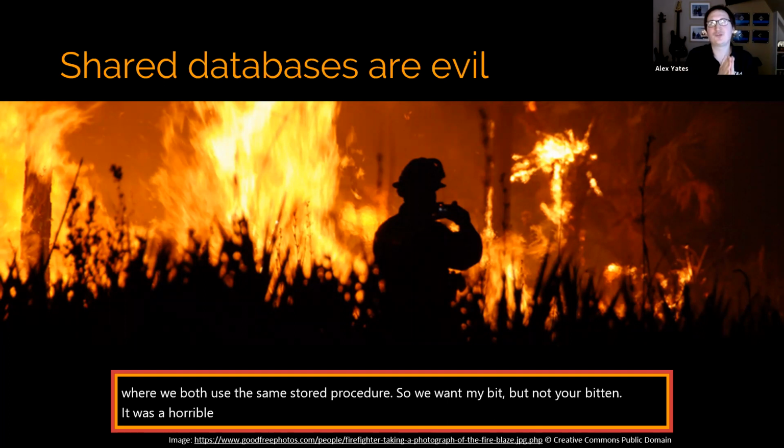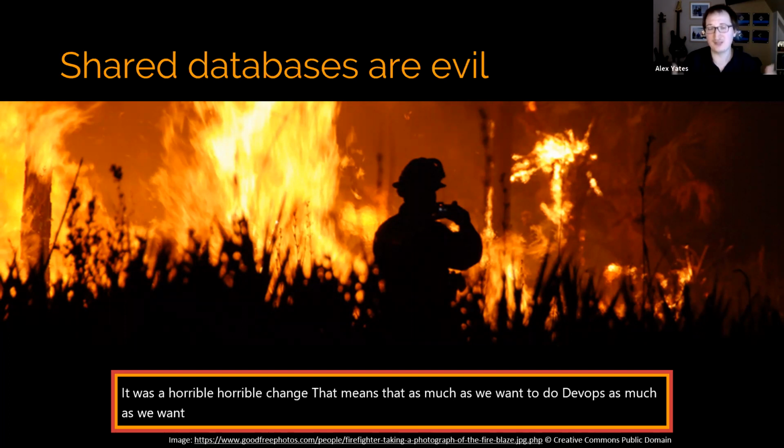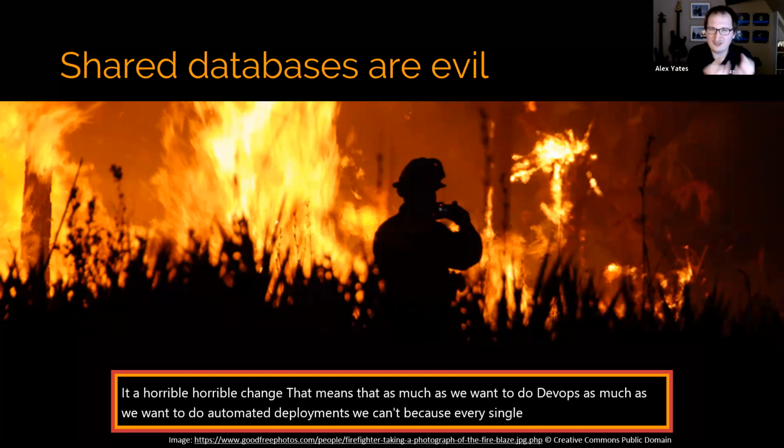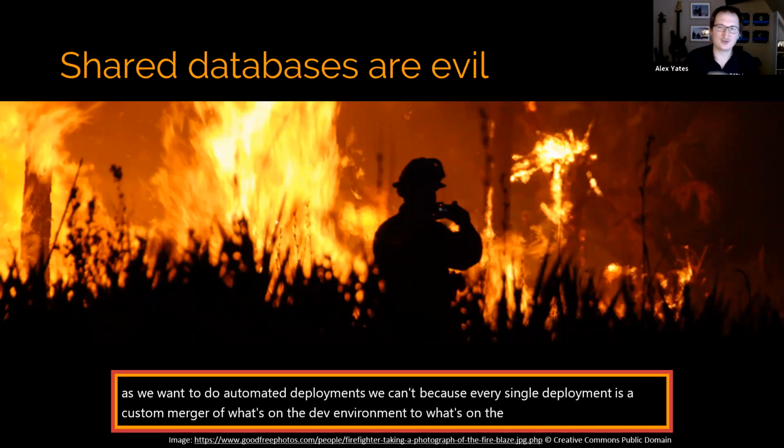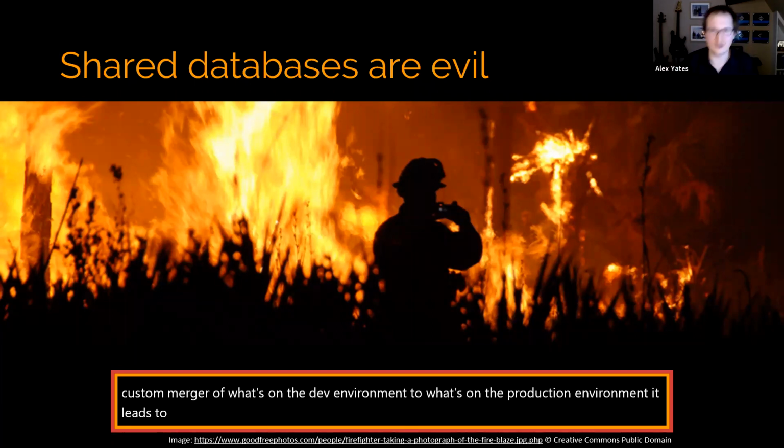And it means that as much as we want to do DevOps, as much as we want to do automated deployments, we can't, because every single deployment is a custom merge of what's on the dev environment to what's on the production environment. It leads to inconsistencies. It leads to failed deployments because we're never really testing the deployment.